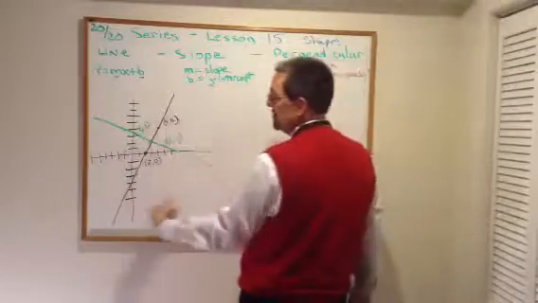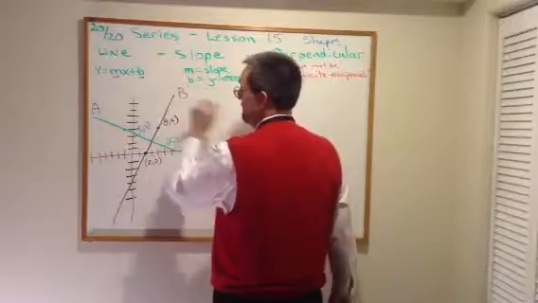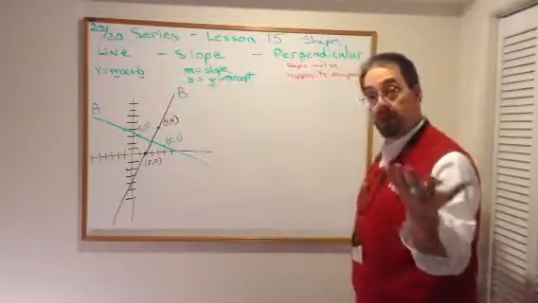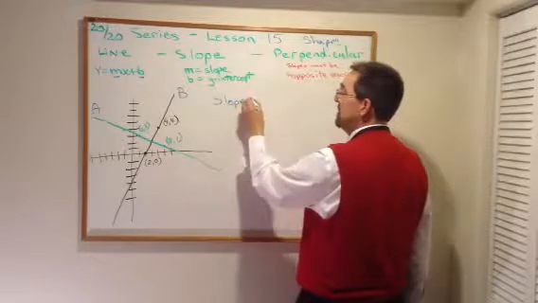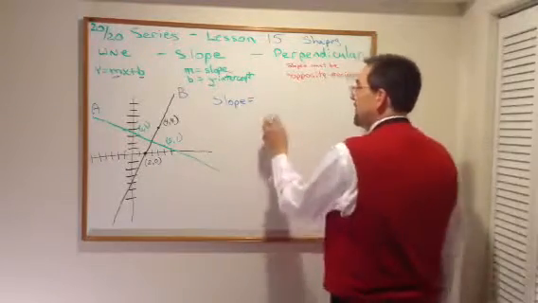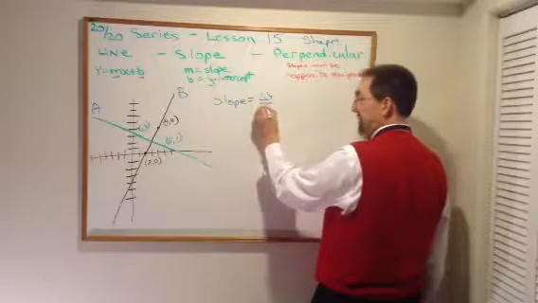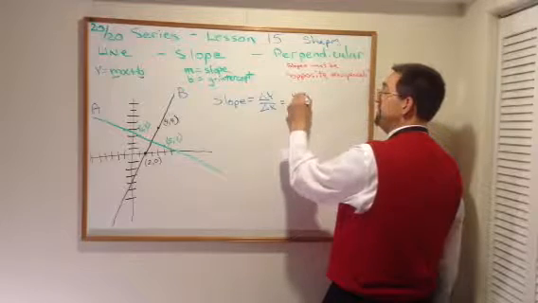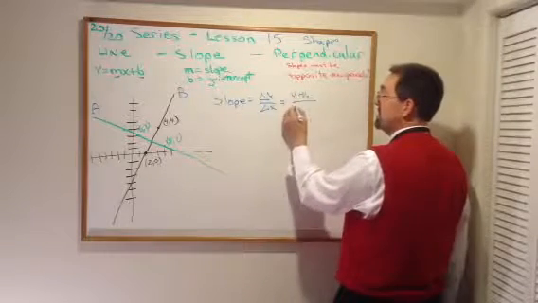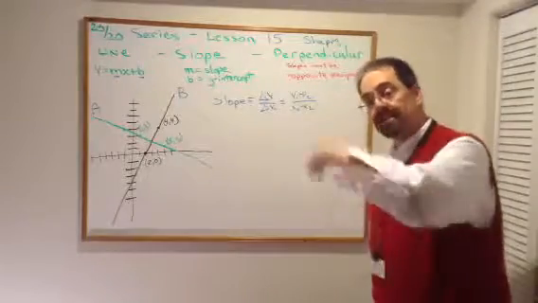Let's take a look at these two lines here. We'll have line A and line B. We've got to find the slope. Well, slope of any given line is indeed the change in the y's over the change in the x's. Subtract the two y values, subtract the two x values. Make sure you always go in the same direction.